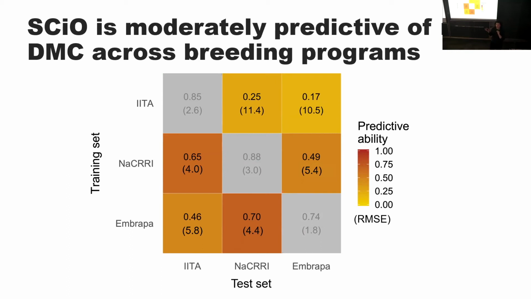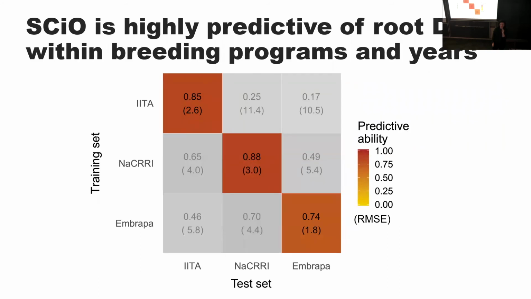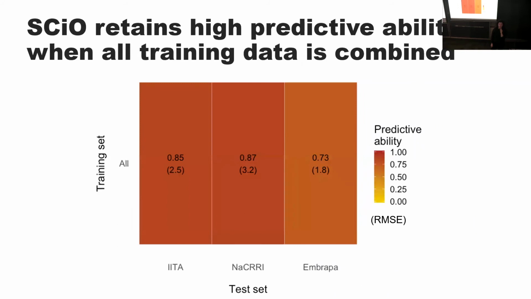Ideally, though, we would use everything we have and train a major model and then use that to test everything. And so when we do that, we actually see the performance go back up, which is pretty great. So this is really comparable to this diagonal here. We only lose a very small amount of our predictive ability.